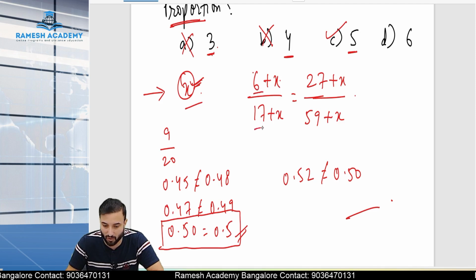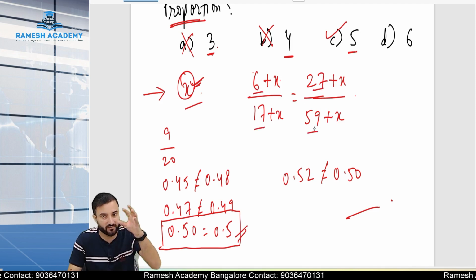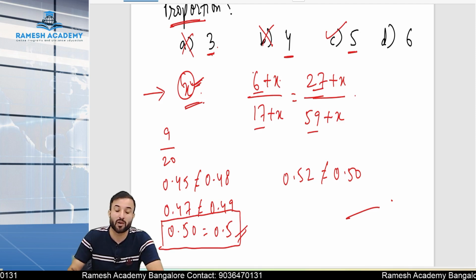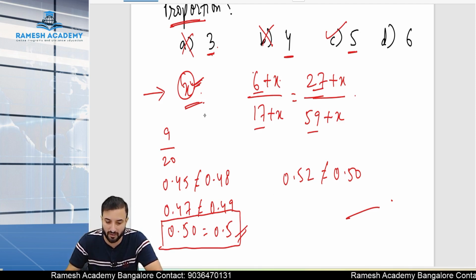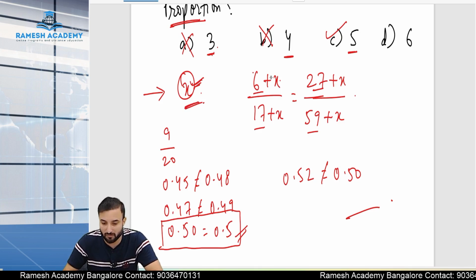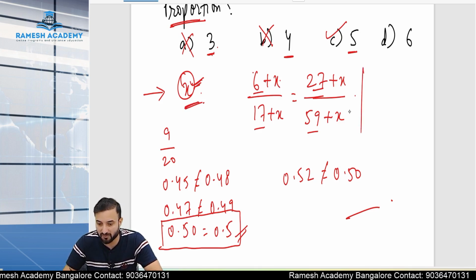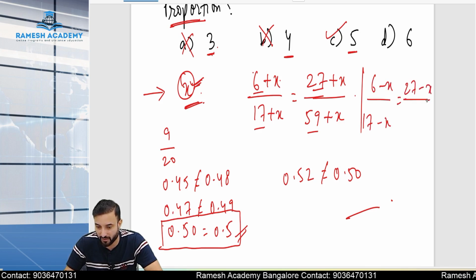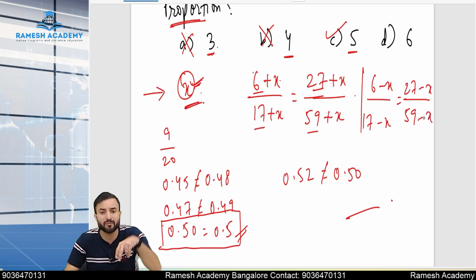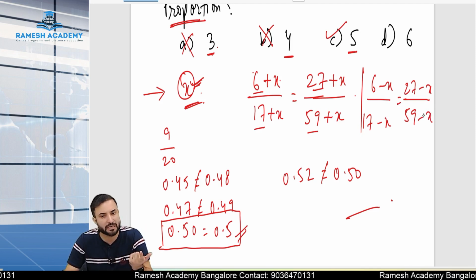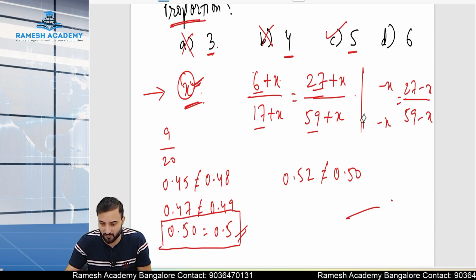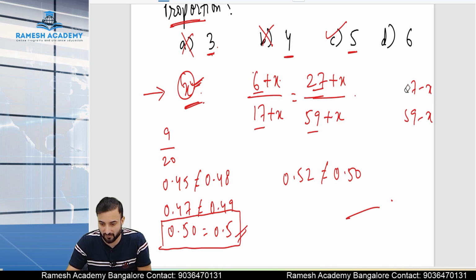First of all, we will write all the 4 proportion terms given there, and if they say what must be added, I will take x must be added, or if they say what must be subtracted, we will take x must be subtracted. So must be added means 6 plus x like this. Must be subtracted means it will become 6 minus x by 17 minus x is equal to 27 minus x by 59 minus x. Why? Because x must be subtracted. And what must be added means x must be added.